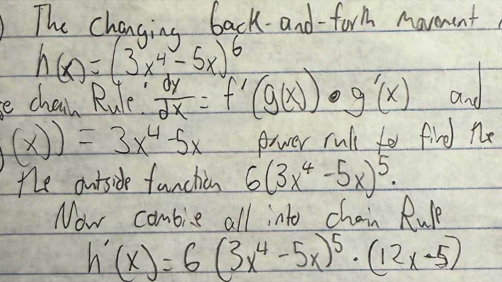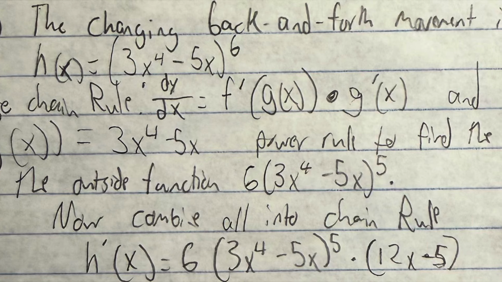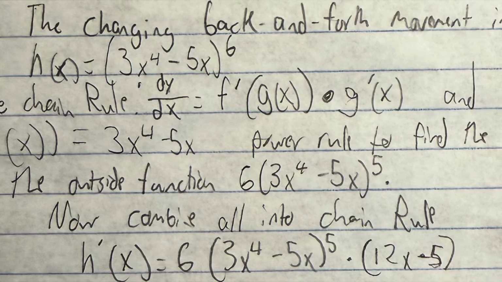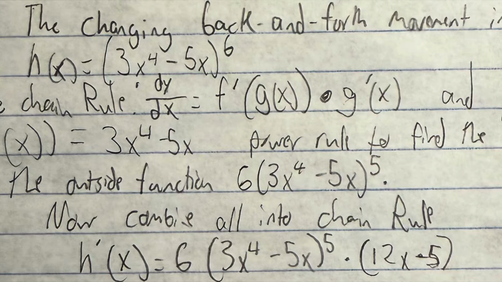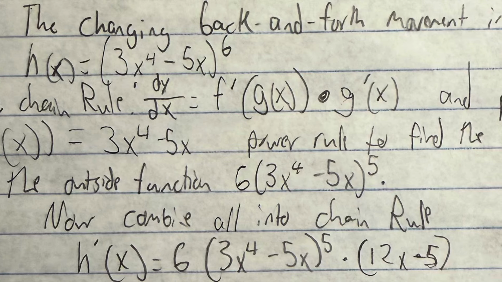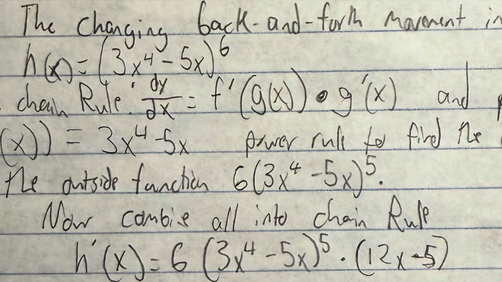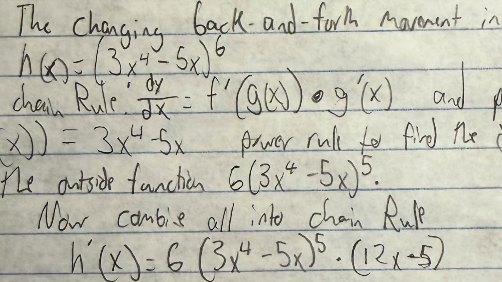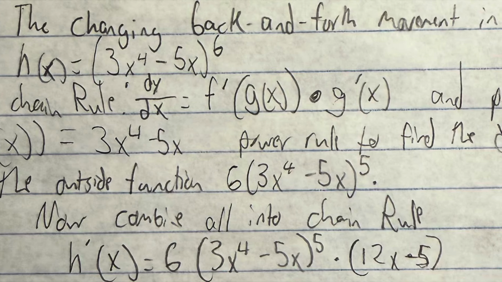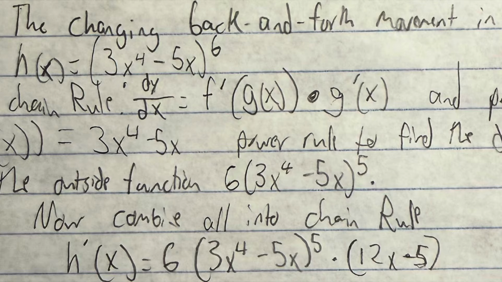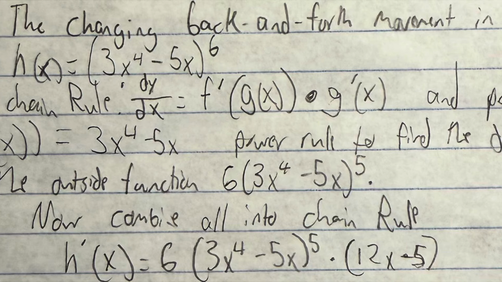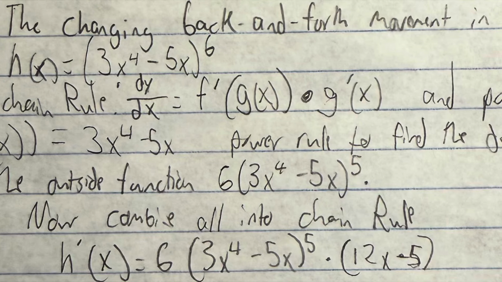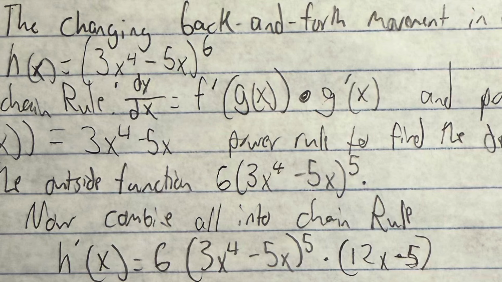But you're not done there, because you also have to find the derivative of g of x. And for that, you're basically just going to use the power rule on the 3x to the power of 4 and the 5x, and when you do that, it just turns into 12x cubed minus 5. And then the derivative of h of x is equal to 6 times, in parentheses, 3x to the power of 4 minus 5x, to the power of 5, times, in parentheses, 12x cubed minus 5, and that's it.